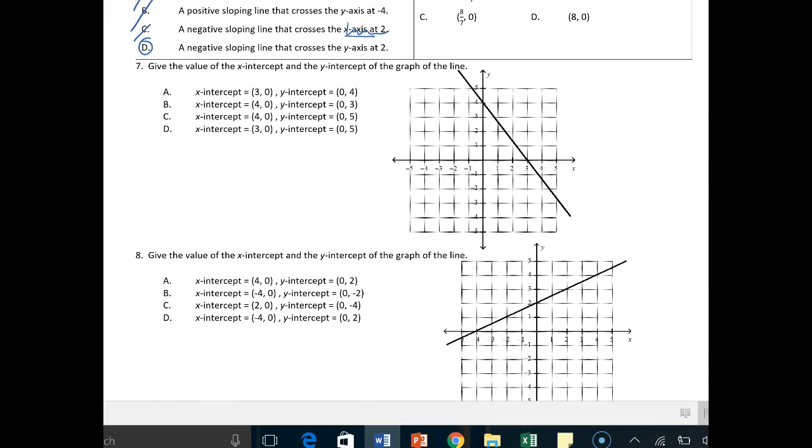Number 7, give the value of the x-intercept and the y-intercept of the graph of the line. So the y-intercept is located here at (0, 4), and your x-intercept is located here at (3, 0). So the x-intercept is (3, 0), the y-intercept is (0, 4). A is your answer.